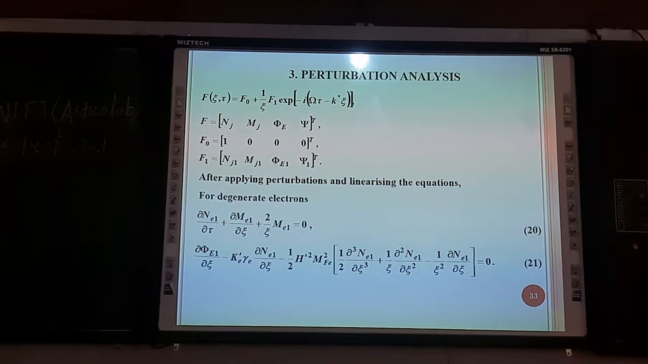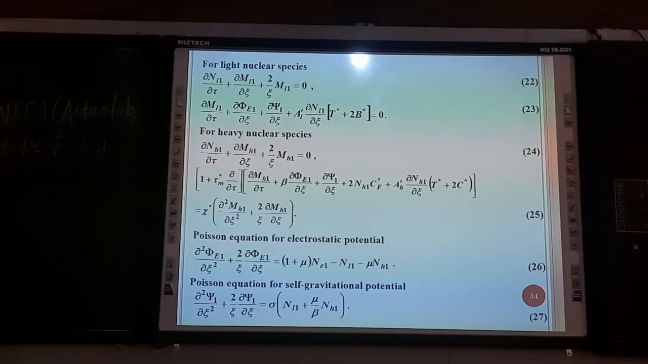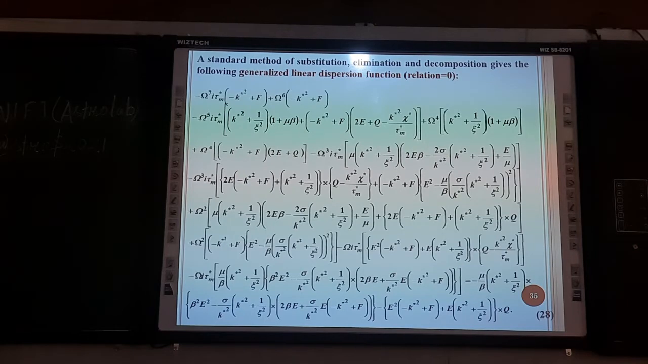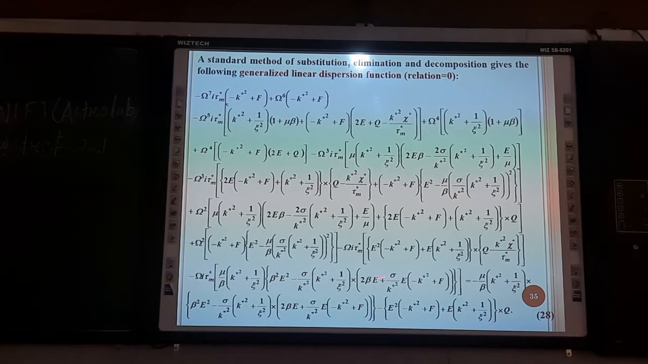So as per that, we get all the linearized equations as given below. And after getting all these linearized equations, we apply the method of decoupling and simplification. So as per that, we get a complicated form of generalized linear dispersion relation. So this is the dispersion relation, and you see how long it is, okay? And these are various coefficients occurring there, okay?